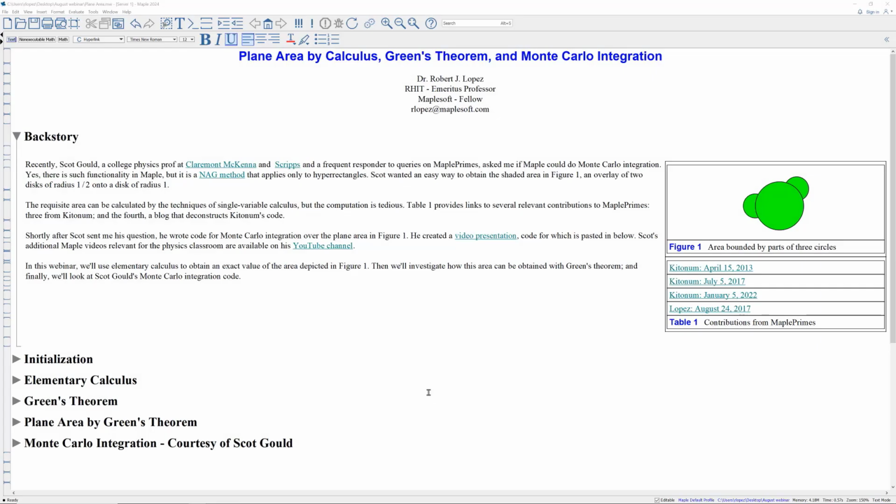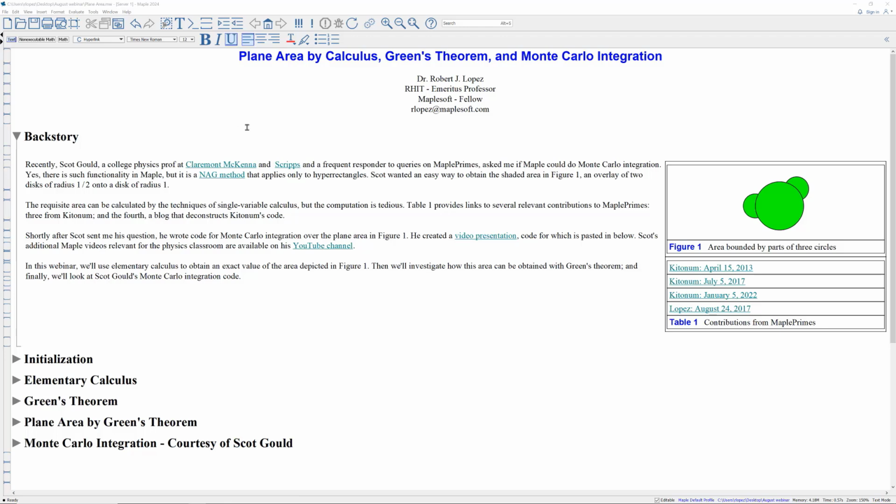Plane area by calculus, Green's theorem, and Monte Carlo integration. Recently, Scott Gould, college physics professor at Claremont McKenna, Scripps. These are members of the Claremont group of colleges in California, and they share faculty and courses. So his name appears in more than one place.